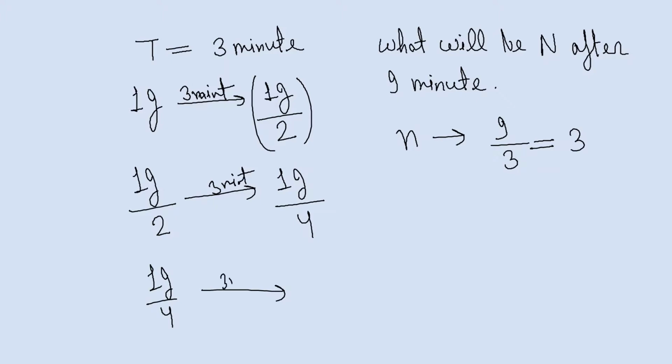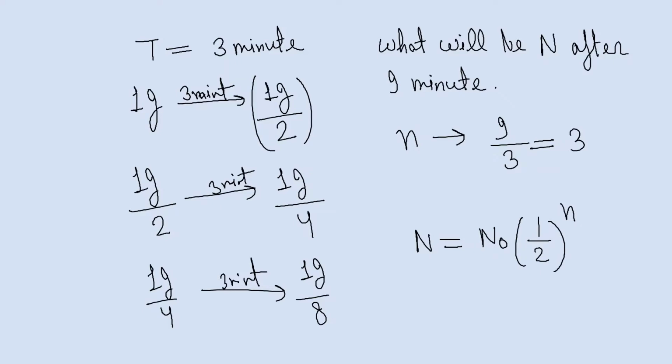So this will be equal to 1 gram by 8, and you can directly write it as N equals N naught into 1 by 2 to the power n, where n is the number of half-lives. N naught is 1 gram, so this will be 1 by 2 to the power 3, which is 1 gram divided by 8. I think this question will be clear to you.